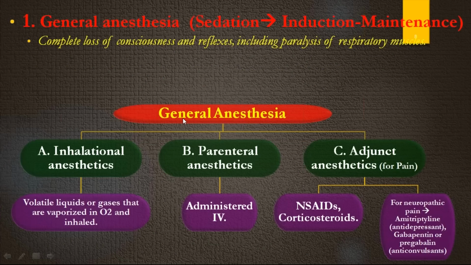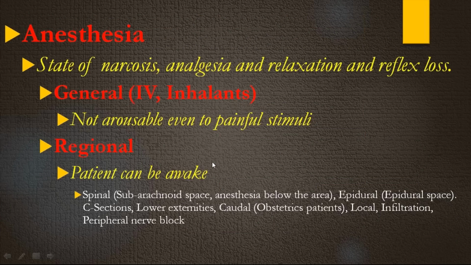Okay, so talking about general anesthesia, we already know that it's a complete loss of consciousness and reflexes, and we have different types of general anesthesia. We have the inhalers, we have the parenteral anesthetic by IV, and we have some coadjuvants for anesthesia. For example, they are going to administer corticoids, NSAIDs, etc. But we are going to focus on these two, the inhalation and the parenteral anesthetics.